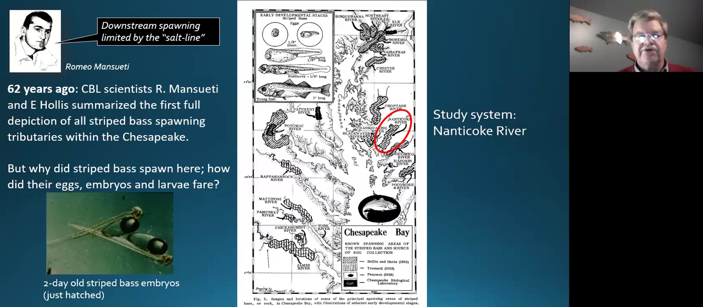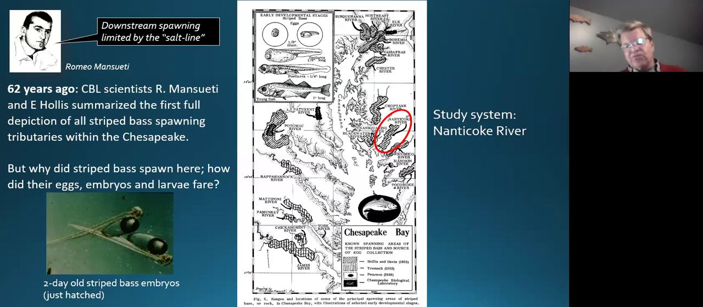Those are those stippled areas. And Mansueti made this observation that these spawning areas, the lower boundary is the salt line, he called it. That's the interface between tidal freshwater and tidal brackish water. He said, it doesn't matter which system, the downstream limit of where we get eggs and larvae, that's that salt line. And he left it at that.